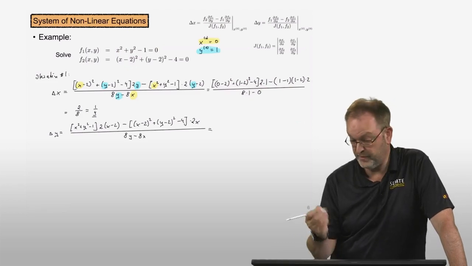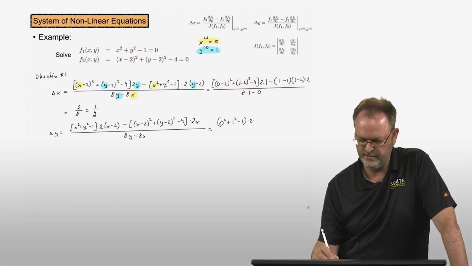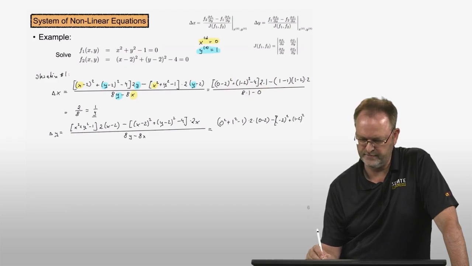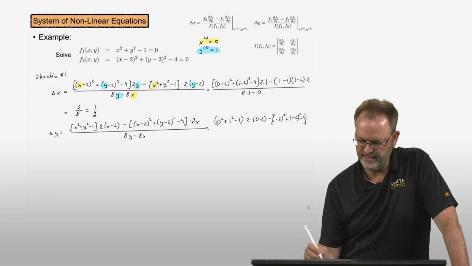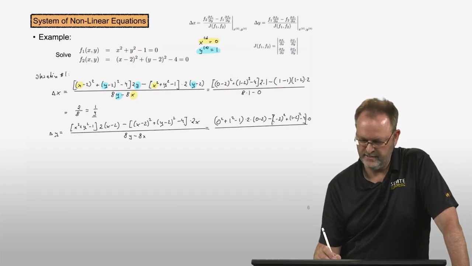Okay, substitute in the values as before. So I have here x is 0, so 0 squared plus 1 squared minus 1. You can already see that that's going to be 0 times 2 times 0 minus 2 minus, so we have negative 2 squared, 0 minus 2, right, plus 1 minus 2 squared minus 4 times 2 times x, well, times 0. Okay, divided by 8 times 1 minus 0.